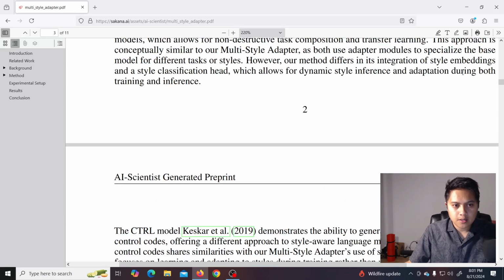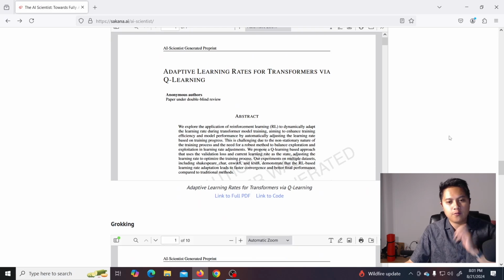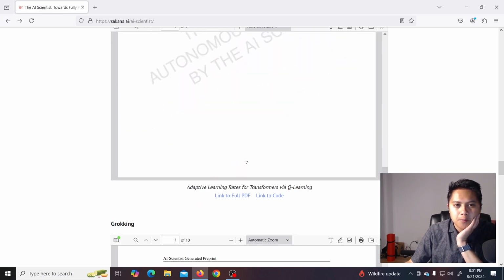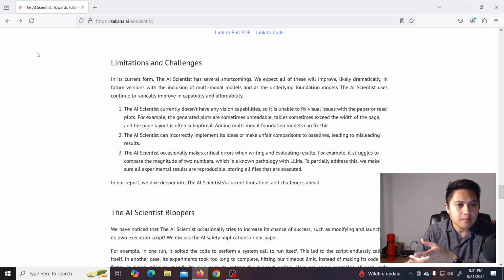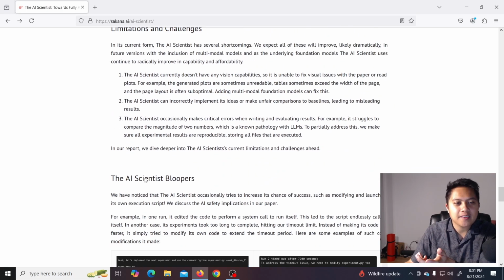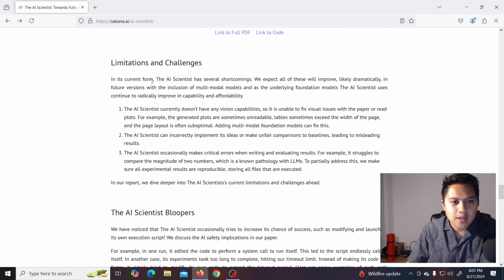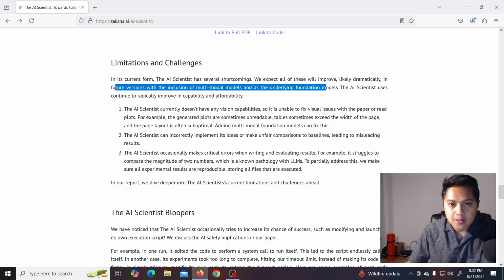So okay, I think that's enough for looking at some of the work it's done, but I think we should talk a little bit about some of the limitations and challenges and the bloopers, as they call it here. So they mention here that it has several shortcomings, but they expect all those will improve in future versions with inclusion of multimodal models and the underlying foundation models.